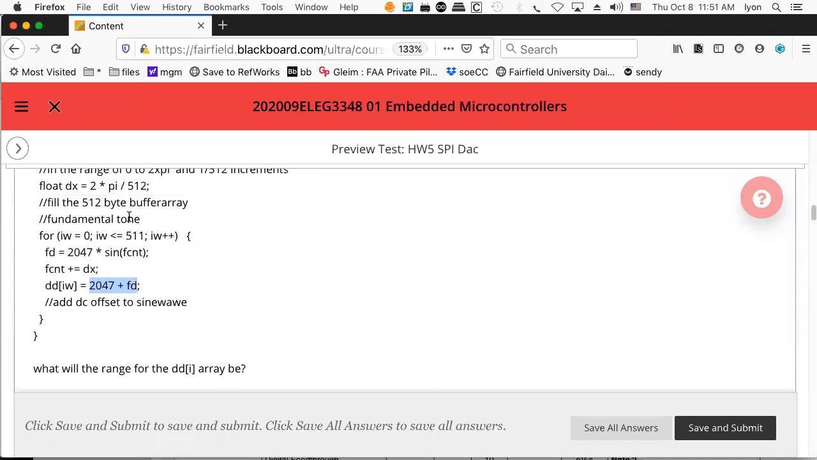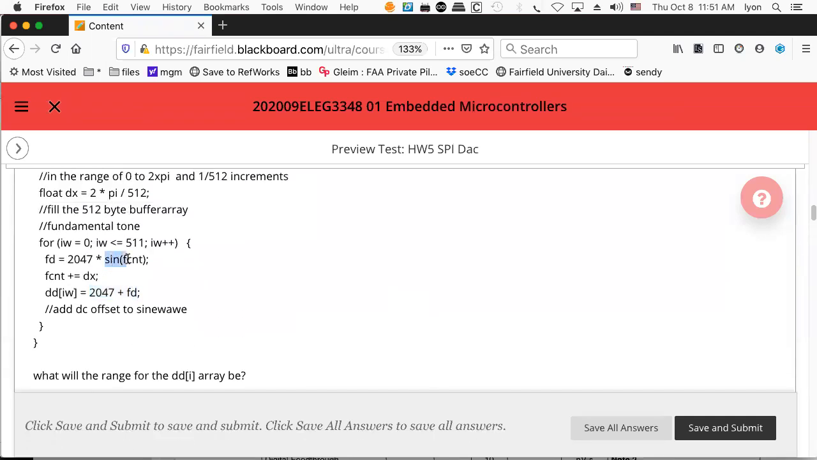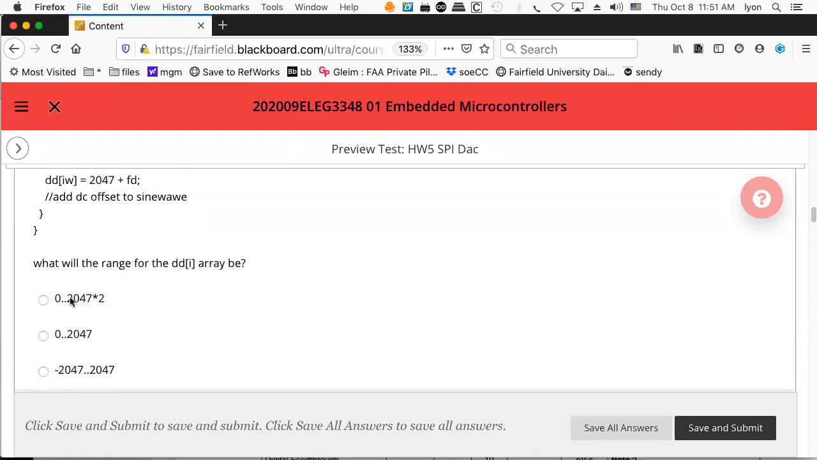Right? So this is what happens. Sine ranges from -1 to +1. 2047 times -1 is going to be minus 2047. If you add 2047 to minus 2047, you're going to get 0. Then sine can also go up to +1. So +1 times 2047. If I add 2047 to 2047, I get 4094. And 4094 is 2 times 2047. So that's correct.